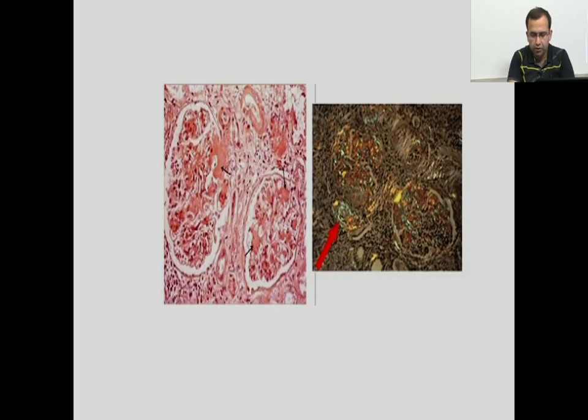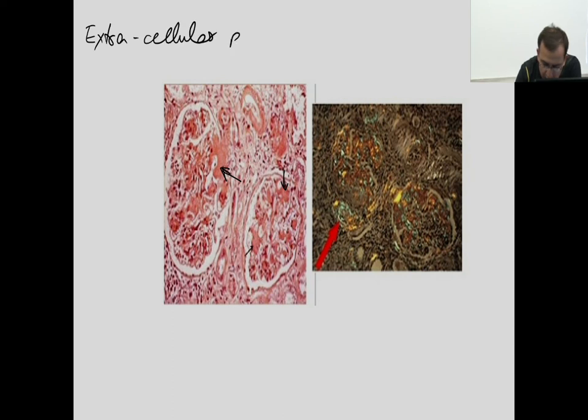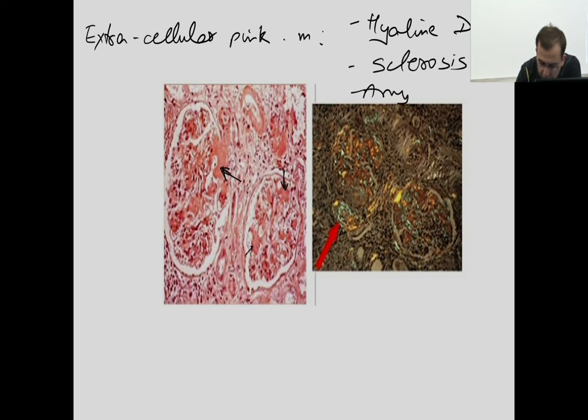Next, now have a look at this image. Starting with the light microscopy, firstly, this is a glomerulus with extracellular pink material which is pointed with arrows. This extracellular pink material can be three things: hyaline deposit, sclerosis, or amyloid.